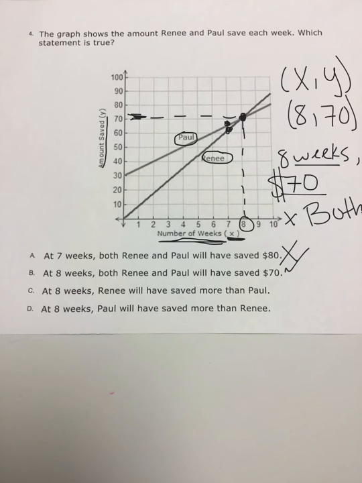At 8 weeks, Renee has saved more than Paul. Well, we know that's not true because they have the same amount. That's the point where they intersect. At 8 weeks, Paul has saved more than Renee. That's also not true because we know it's the same amount. So that leaves my answer at B.